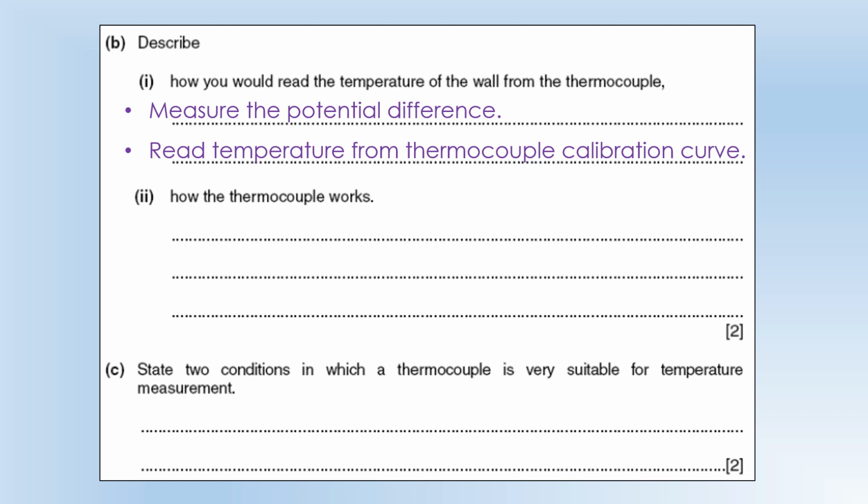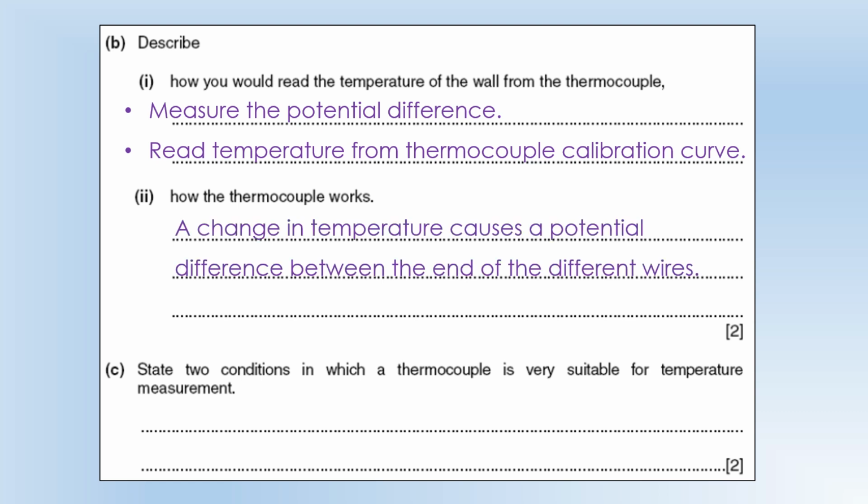So describe how a thermocouple works. Well, a change in temperature causes a potential difference between the ends of the wires. Fundamentally, this is down to electrons diffusing by different amounts in the different materials, but the key is it produces a potential difference, and that's what you can measure using a voltmeter.